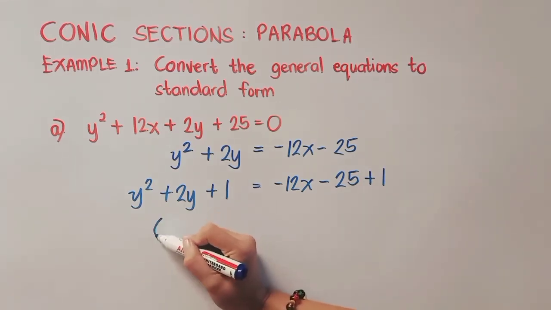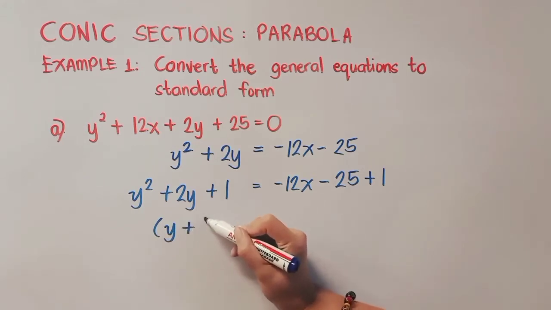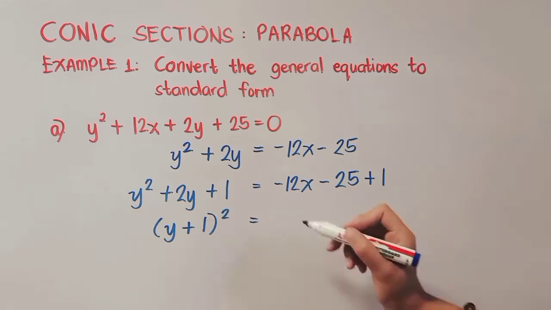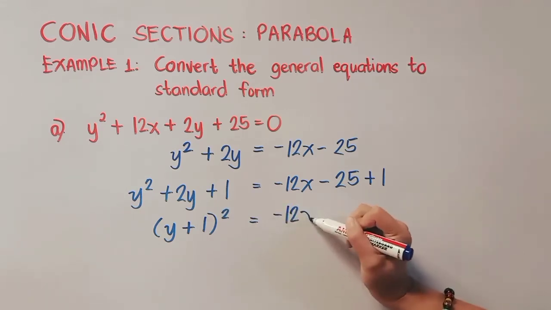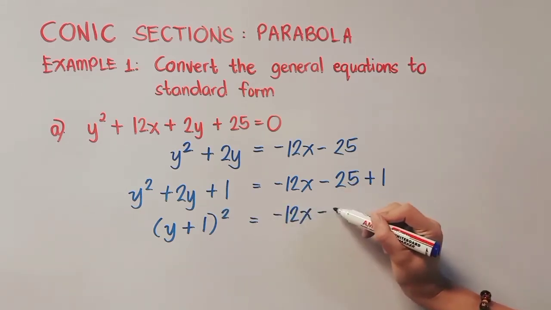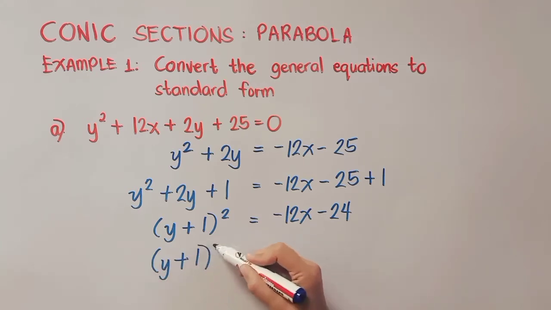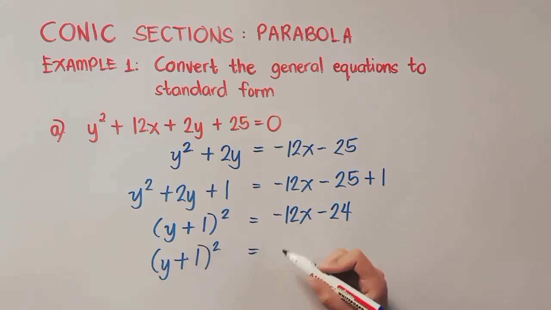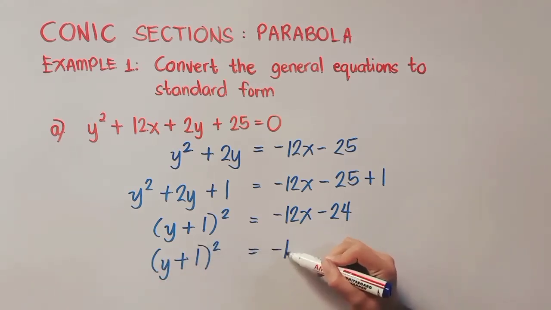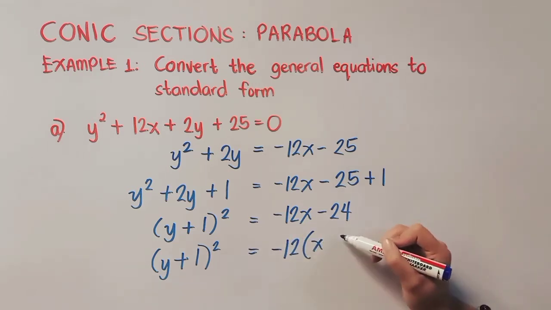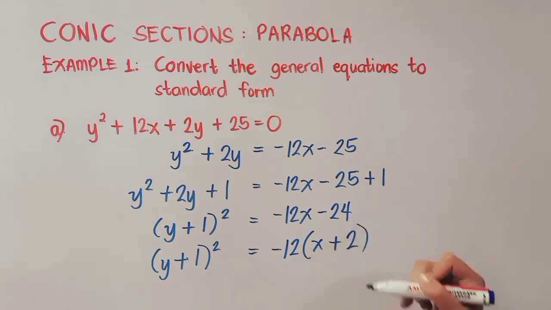We can now factor this out. This is y plus 1 quantity squared is equals to, let's bring down negative 12x, and then negative 25 plus 1 is negative 24. As you can see, there is still a common number in our right side, so we'll factor it out. So we have negative 12. So we will be left with x, and then negative 24 divided by negative 12 is positive 2. And this is our final answer.